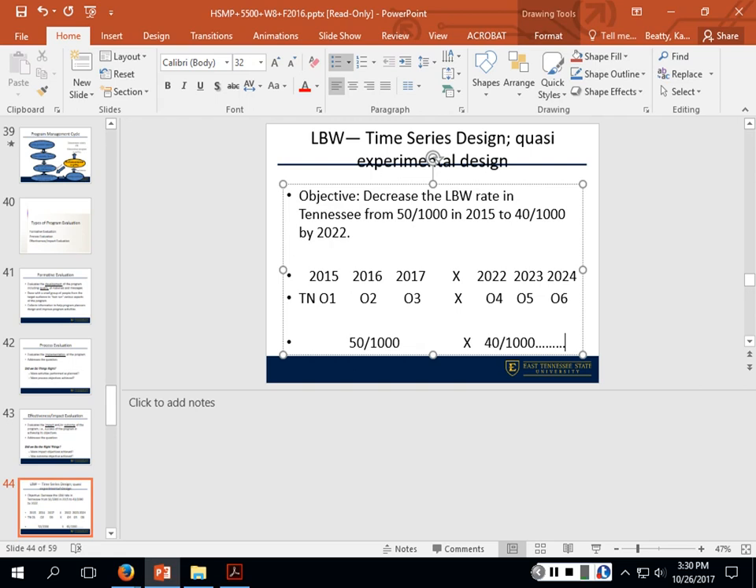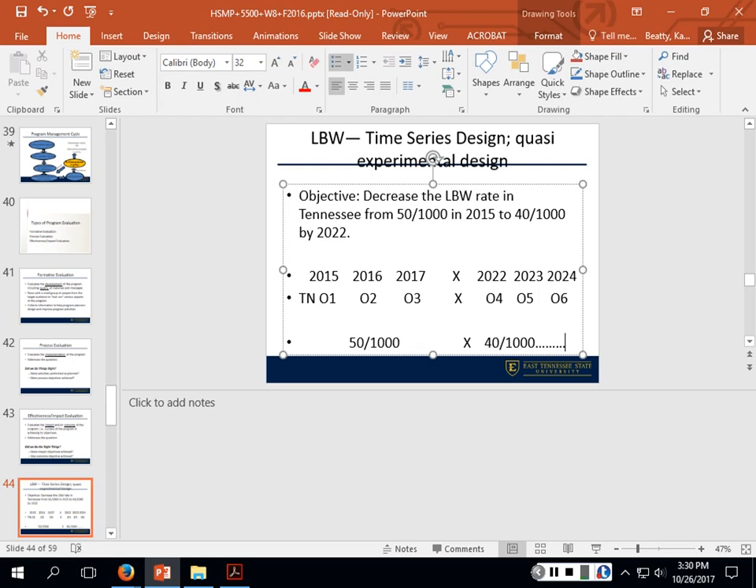Which goes back to the question that I was asked earlier. How do we select those designs? We select the best one possible given the constraints that we're working under. If we can randomize, we randomize. If we can't randomize, we select a comparison group. If we can't find an appropriate comparison group, we go to a time series design. Okay?